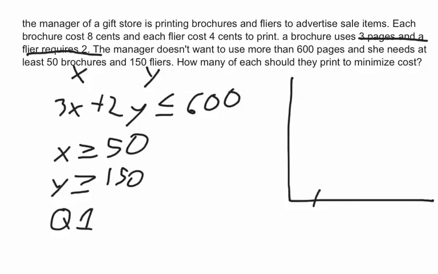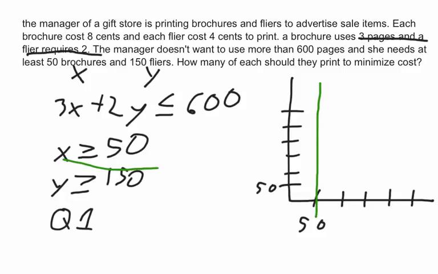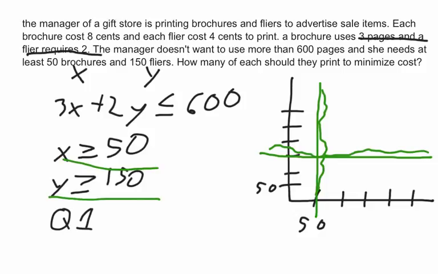Okay, so each of my tick marks I'm going to make 50. I'll make that 50 as well. And so x is greater than or equal to 50. I'll start out with the easy ones. There's a vertical line like this, and I'm going to shade to the right. And y is greater than or equal to 150 is, there's 150 going across, and I'm above that line, so we have sort of above and to the right of these two lines.